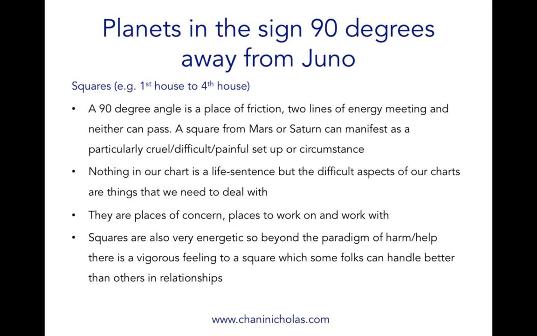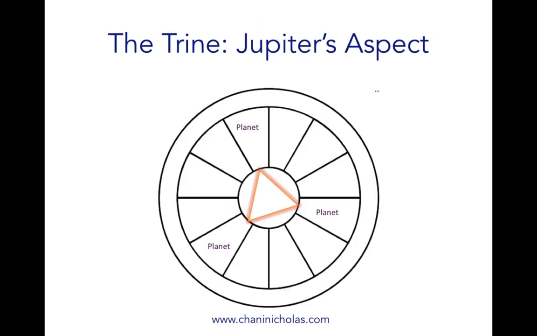Squares are also very energetic. So beyond the paradigm of harm and help, there is a vigorous feeling to a square, which some folks can handle better than others in relationships. I say that because we're talking about Juno, right? So a square to Juno, for some people, will be like part of their nature because they might be very Mars-like in nature already. But for other people, it'll be really difficult because their personality might veer more towards harmony than discord, or more towards a calm energy than a disrupted one.